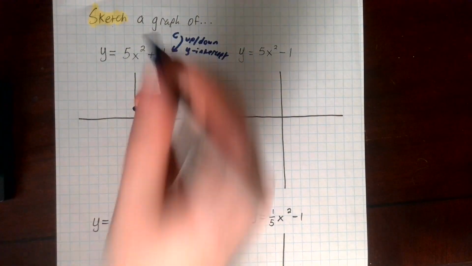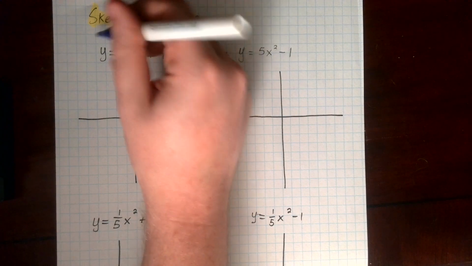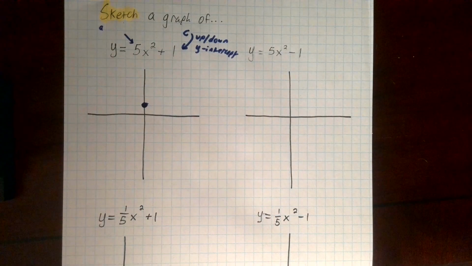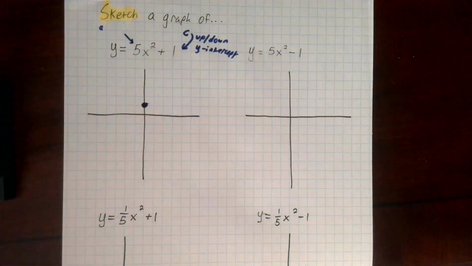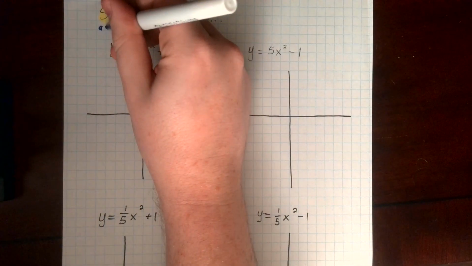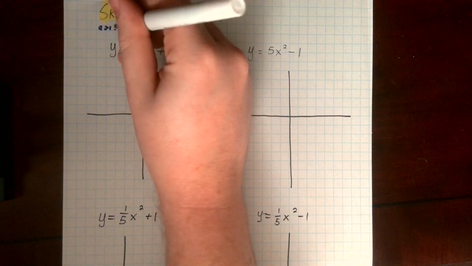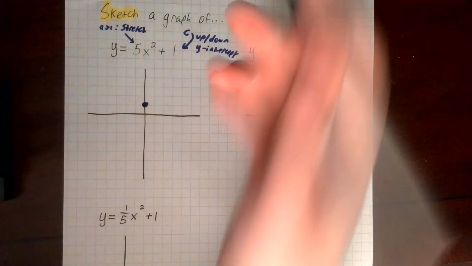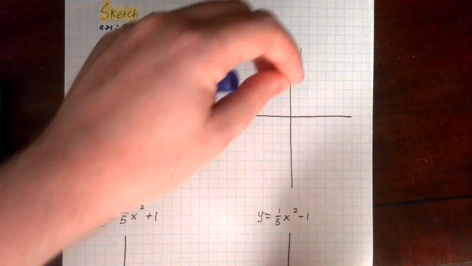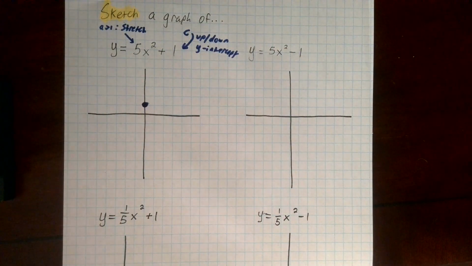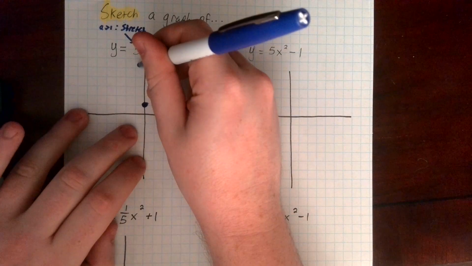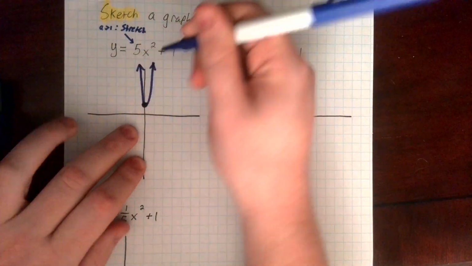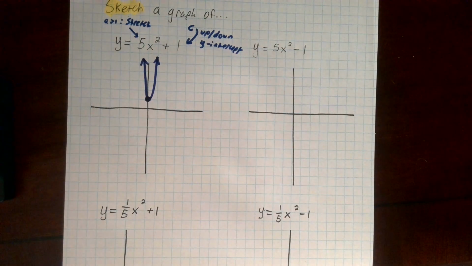What does our a value tell us, this 5? Well, the a value controls the stretch and shrink. What happens when your a value is bigger than 1? We call that a vertical stretch. Like pulling taffy, we're making it taller and taller and taller. So this graph is going to be real skinny. I'm talking like this. This should be approximately what your sketch looks like.